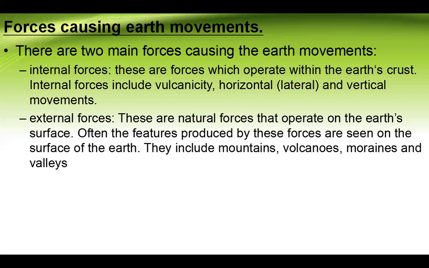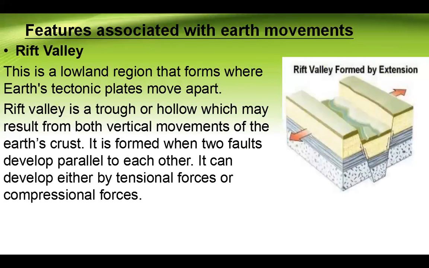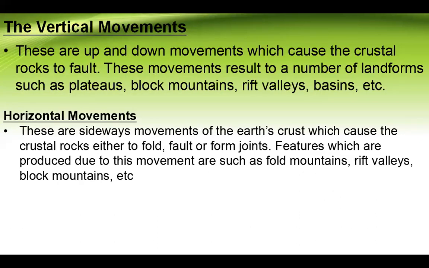Moving on, let's see the vertical movements. Vertical movements, these are up and down movements which cause the crustal rocks to fault. So these movements result in a number of landforms such as the plateaus, block mountains, rift valleys, basins, and others. We're going to see a few of them.